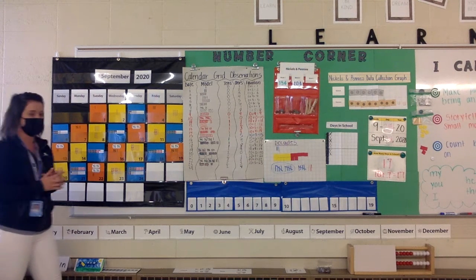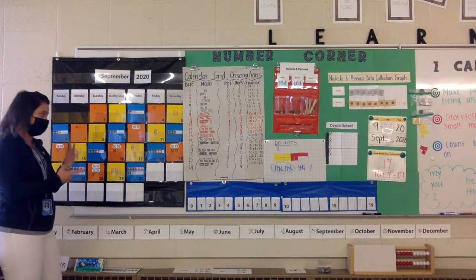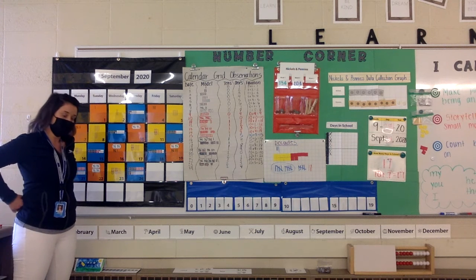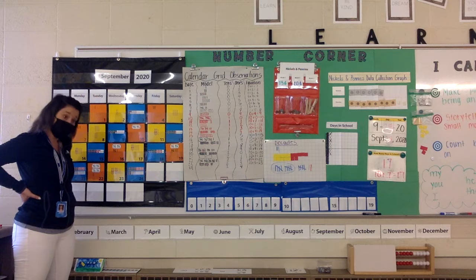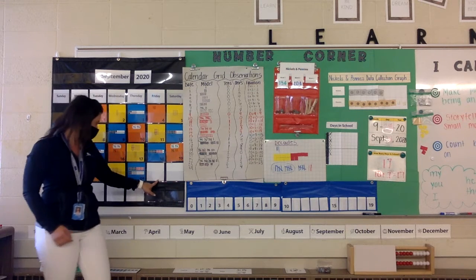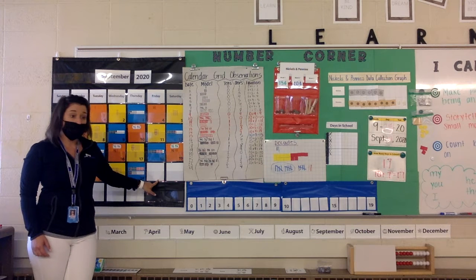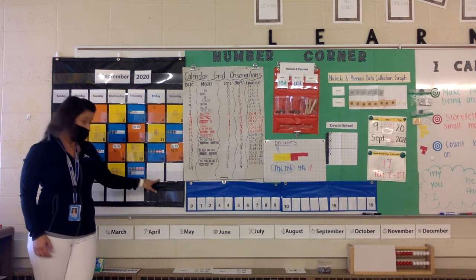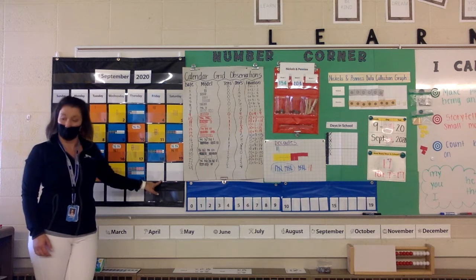Tell me one: either a color, the model, or the number. I think the number is going to be 25. Ooh, so he says the number might be 25. How do you know that, Dominic? Because after 4 it's 5, and then after 24 it's 25. Good. He said after 24 comes 25.